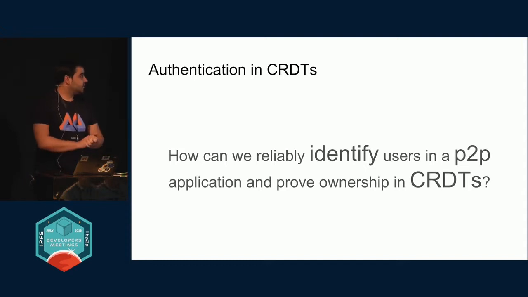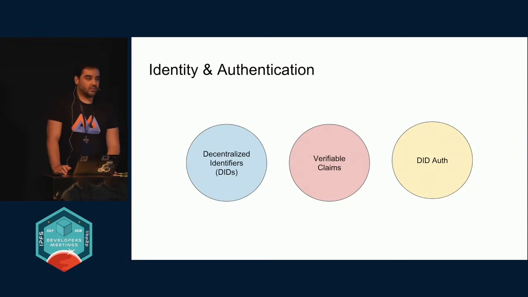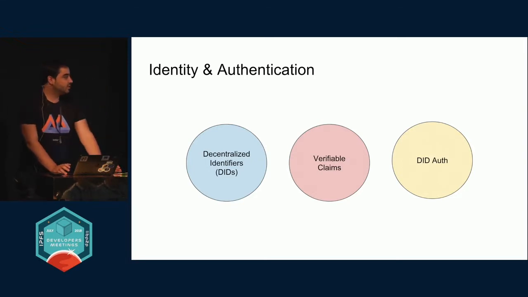And the second part of this talk is authentication. How can we reliably identify users in a peer-to-peer application? And how can we prove ownership over operations on CRDTs? This is a very difficult topic, but I think if we merge 3 foundations, which are DIDs, verifiable claims, and DID auth, we are able to accomplish that.